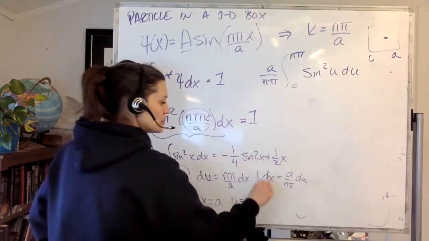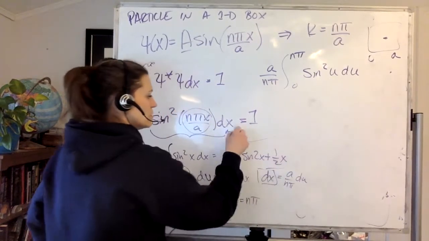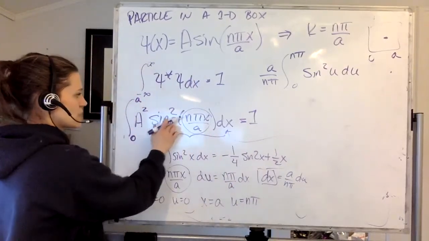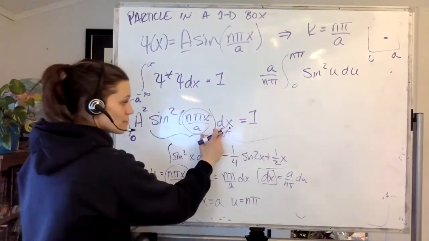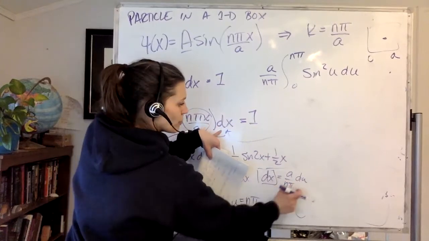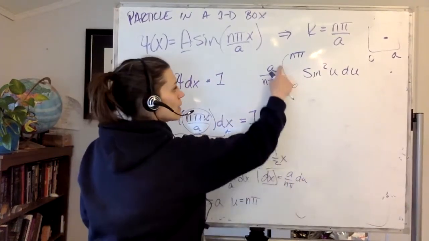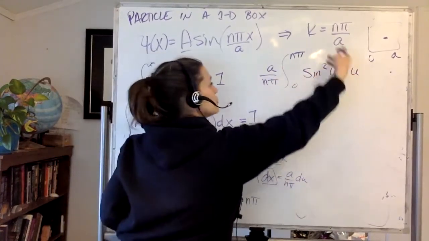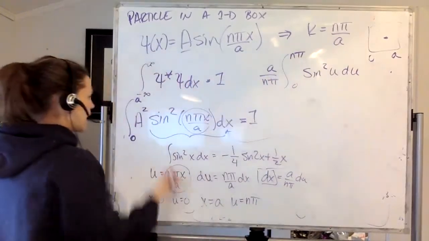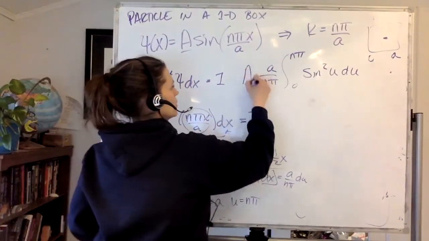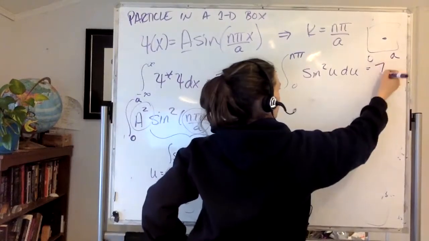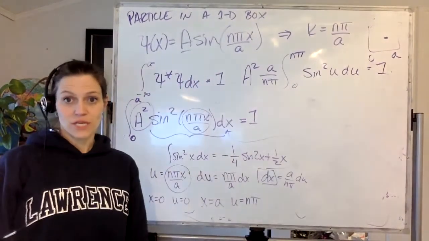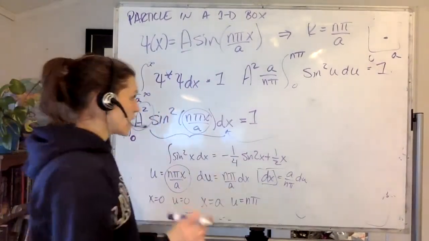So I'm going to substitute dx in here, which means that this becomes sine squared u times a over n pi du. And a over n pi does not depend on u, so it comes out of the integrand, and I need to remember my A squared, and all of that equals 1. Go team?